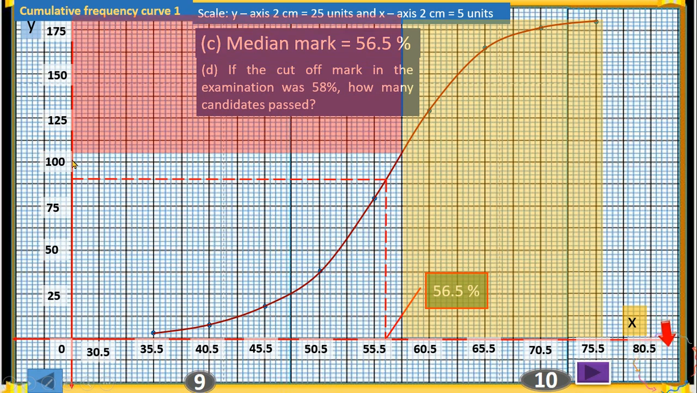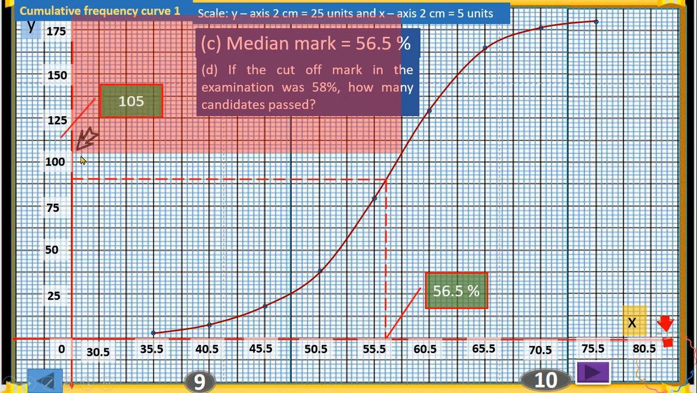Now looking at that, this is 100. And another two small squares will give us 5. So now that will give me 105. So from the 105 to 180 are the people that passed the exam. From 0 to 105 did not pass the exam. So therefore, these are the ones that passed the exam. The same thing, these are the ones that pass from 105 here, up to 180 at this point.